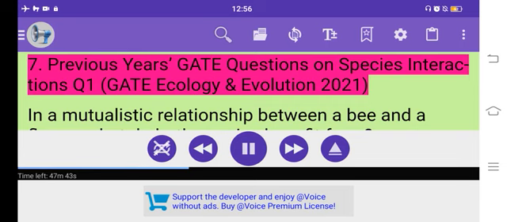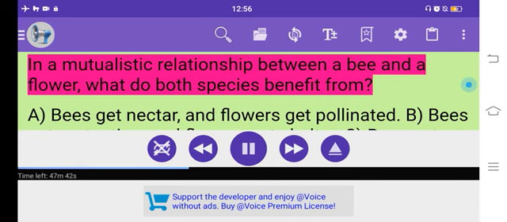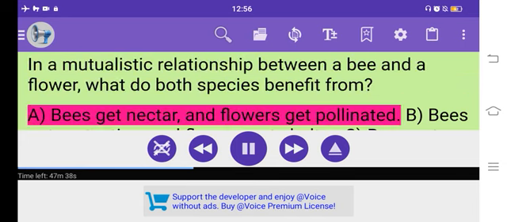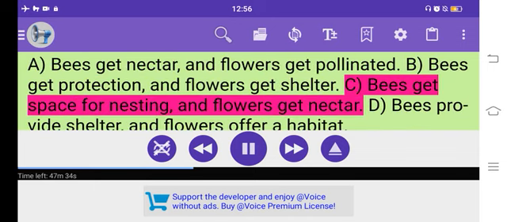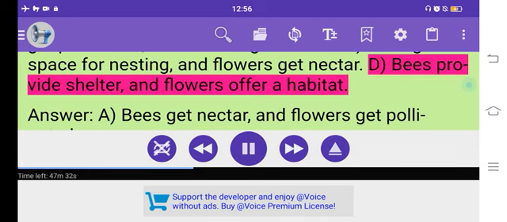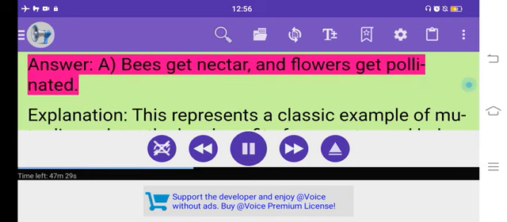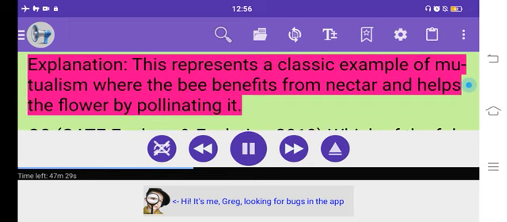Q1, GATE Ecology and Evolution 2021. In a mutualistic relationship between a bee and a flower, what do both species benefit from? A. Bees get nectar, and flowers get pollinated. B. Bees get protection, and flowers get shelter. C. Bees get space for nesting, and flowers get nectar. D. Bees provide shelter, and flowers offer a habitat. Answer. A. Bees get nectar, and flowers get pollinated. Explanation. This represents a classic example of mutualism where the bee benefits from nectar and helps the flower by pollinating it.